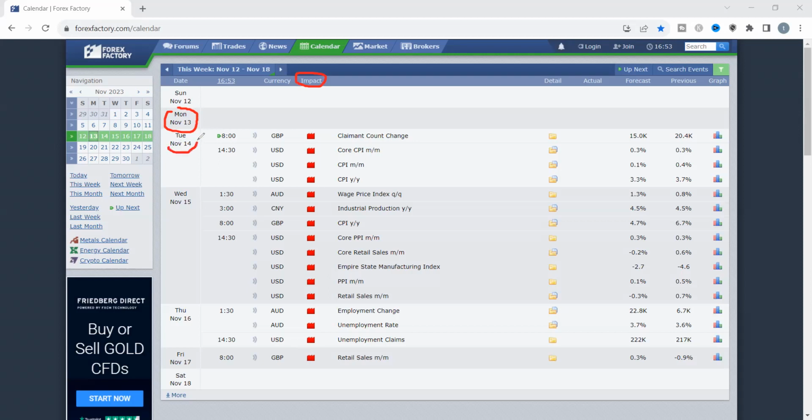But tomorrow, Tuesday, November 14th, by 2:30 p.m., and that is Nigerian time, we are going to have key data for the US dollar. This key data is the CPI, the Consumer Price Index. If you know about the CPI, it's usually very volatile indeed. So you need to be careful around this period when the news comes out for the CPI.